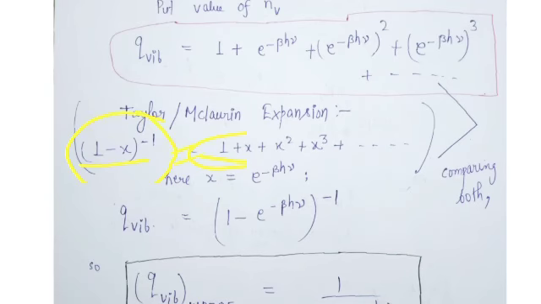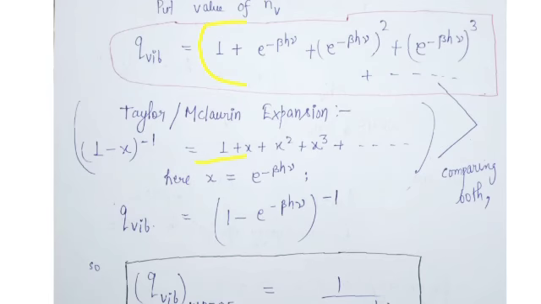Here the expansion value is 1 minus x raised to the power minus 1, and when we put x as e raised to the power minus beta h nu, we get 1 minus e raised to the power minus beta h nu, whole raised to the power minus 1. So what we have done so far is, if we put x equals e raised to the power minus beta h nu, we get this expression.